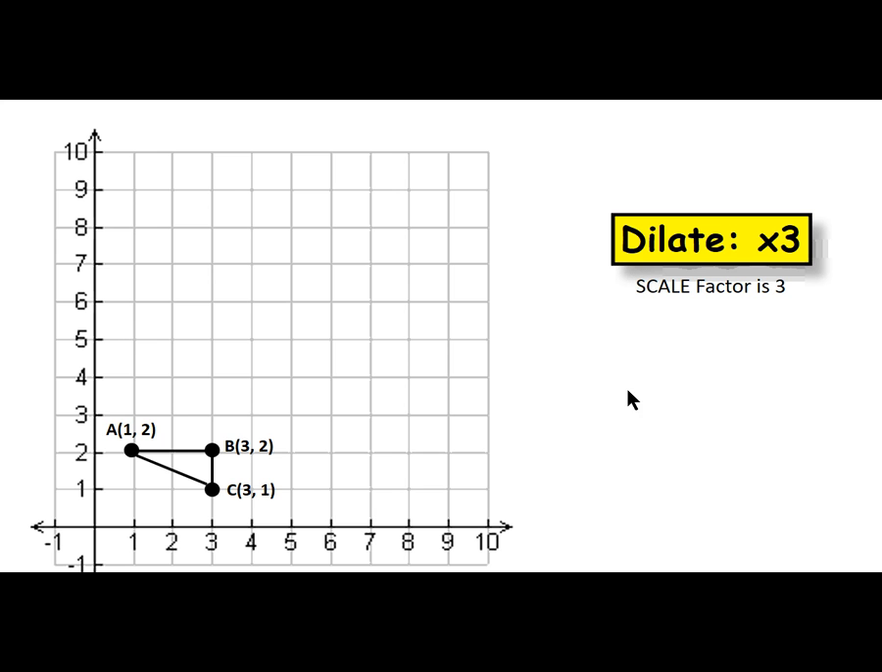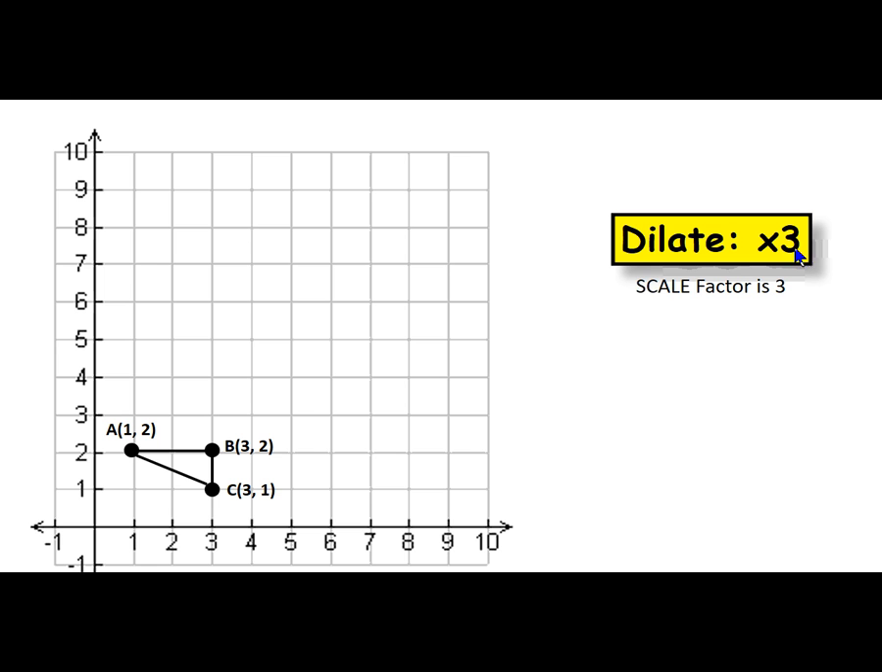There are other ways to do this rather than graphing by hand. In fact, any graphing program can easily do this, or you can use graph paper, even without the ruler. Here I have a triangle with coordinates A at 1, 2, B at 3, 2, and C at 3, 1. We can dilate it.